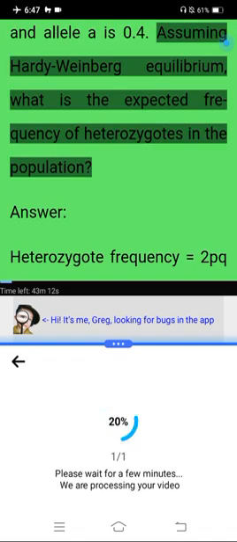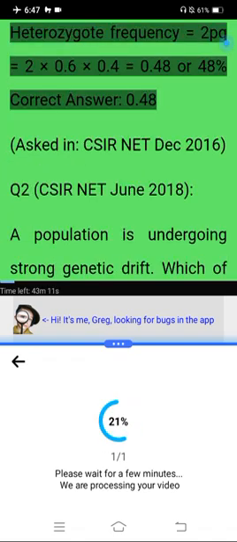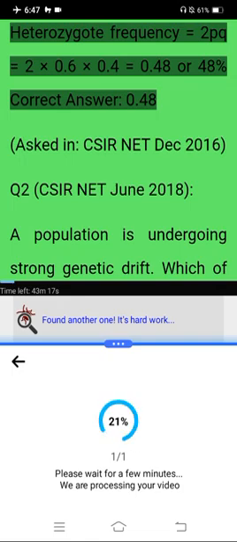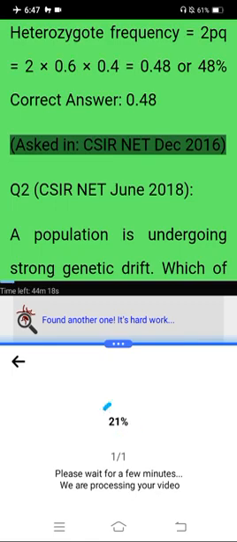Assuming Hardy-Weinberg equilibrium, what is the expected frequency of heterozygotes in the population? Answer: heterozygote frequency equals 2pq, which equals 2 times 0.6 times 0.4, which equals 0.48 or 48%. Correct answer: 0.48. Asked in CSIR NET December 2016.